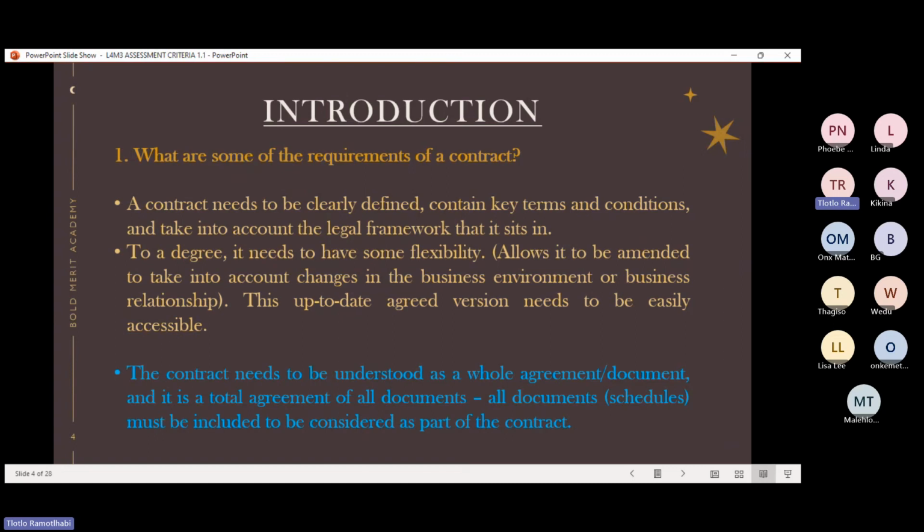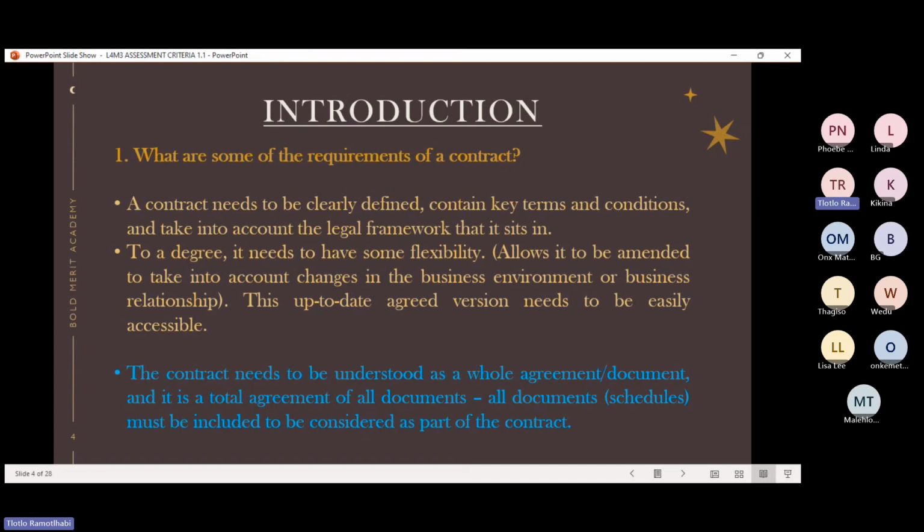It also takes into account the legal framework that it sits in. Each and every contract sits on a certain legal framework. That is to say, if we are having a dispute, that contract can lead us to go to the courts. So that is why we are saying it should take into account the legal framework that it sits in.